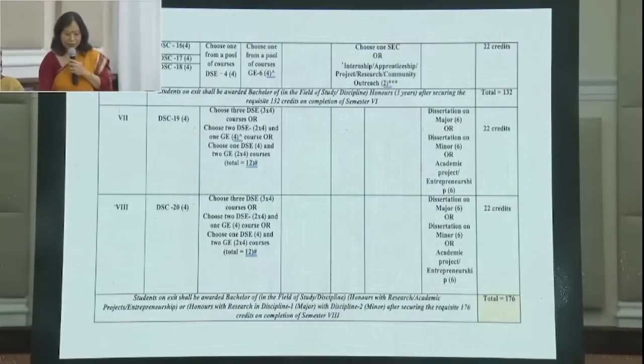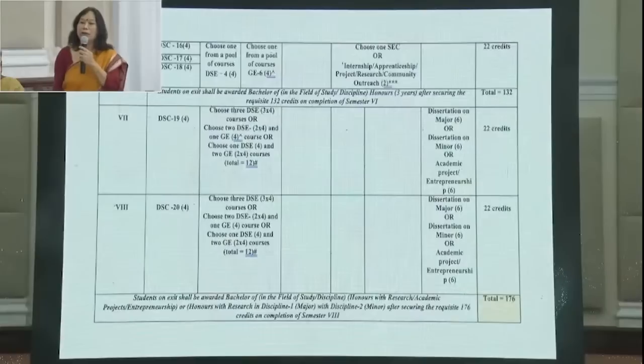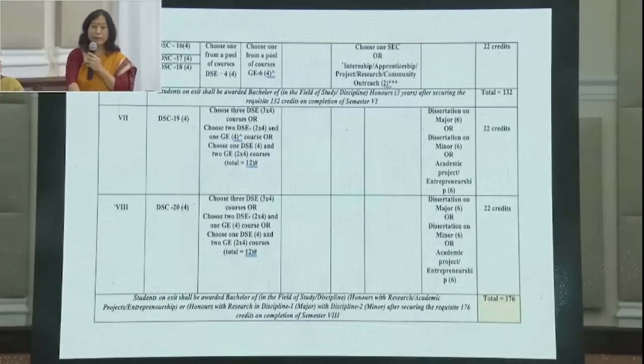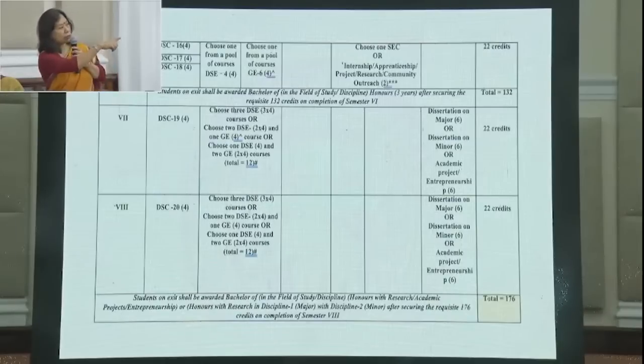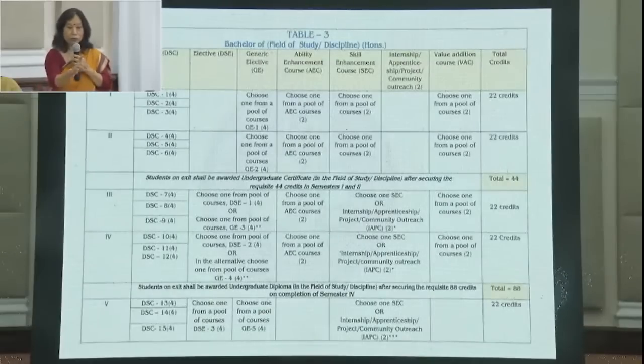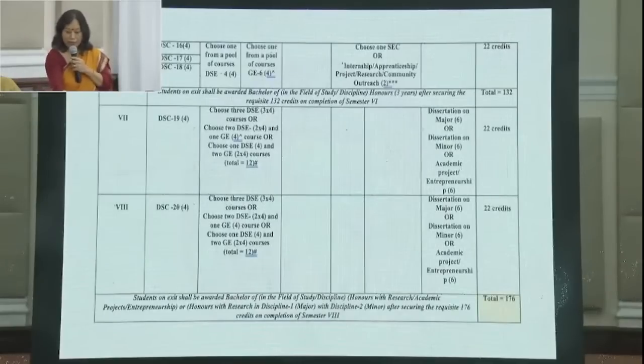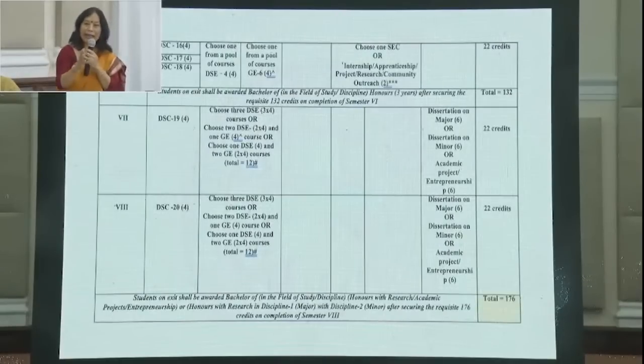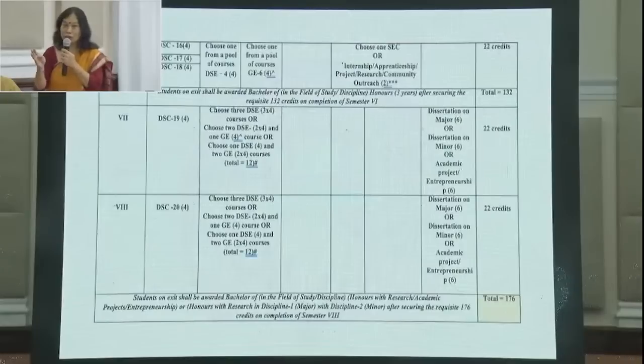So regarding the dissertation part of it, when we talk about a single core discipline program, a student has already studied, if you look at the column on discipline specific core, 20 core discipline papers. And if a student chooses from the third semester discipline specific electives, you have 1, 2, 3, then 4, and then there are 3 each in the 7th and 8th semester, so 10 discipline specific electives. So the student would have studied 20 discipline specific core and a maximum of 10 discipline specific electives. So he has studied 30 papers focused on one discipline only.